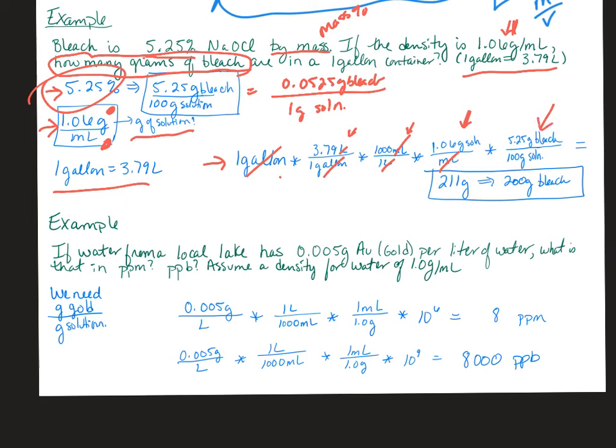So that's where I get 5.25 grams of bleach over 100 grams of solution. Or you could also use this there if that's what you want to use in exchange. That's fine. In the end, when you do all your calculations, these will also cancel out. You should end up with grams of bleach. Using proper sig figs, you should get 200 grams of bleach. Why? Because you only have one significant figure in the 1 gallon.